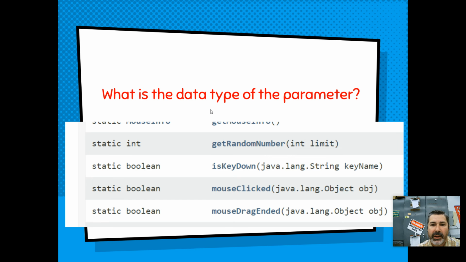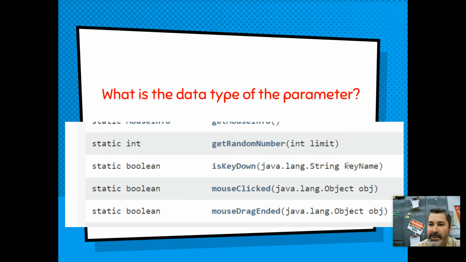And by the way, what is the data type of the parameter of this method? So we have isKeyDown. Its return type is boolean. It's a question: are you currently pressing the up arrow? And it'll say, oh yeah, you are. It's boolean, which is true or false. But that's not what we're asking. We're asking what is the parameter data type.